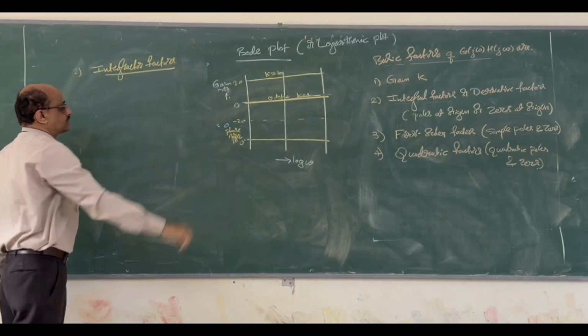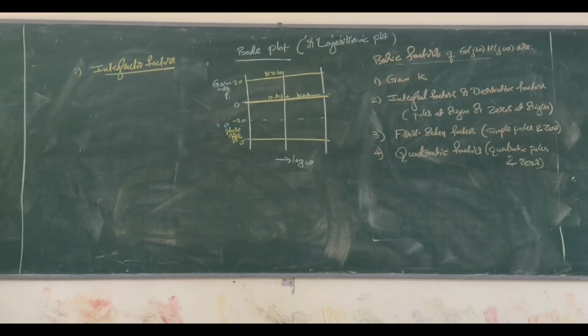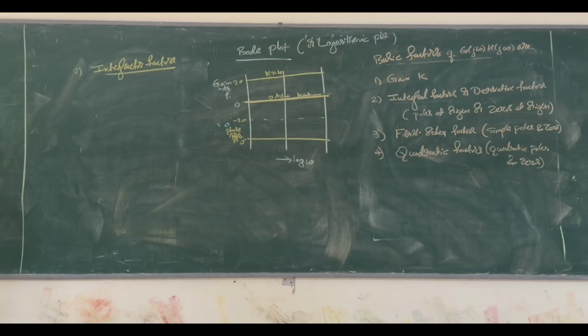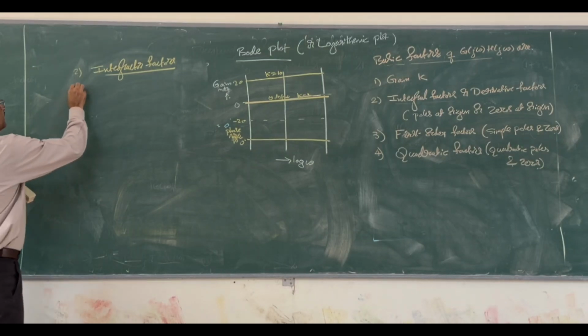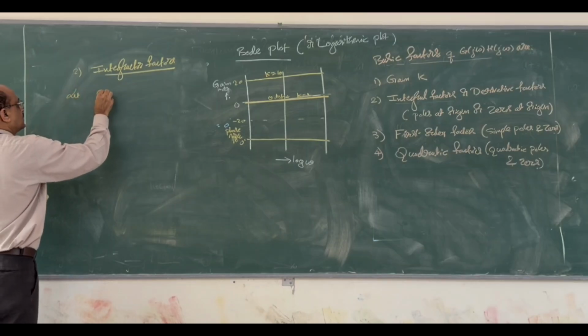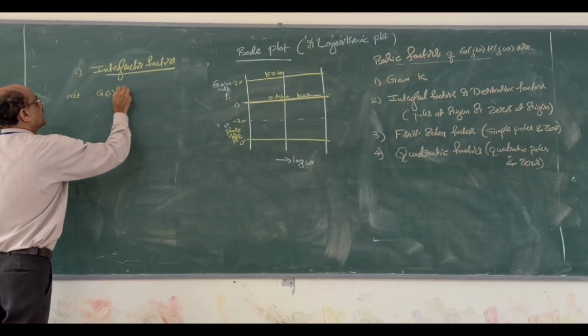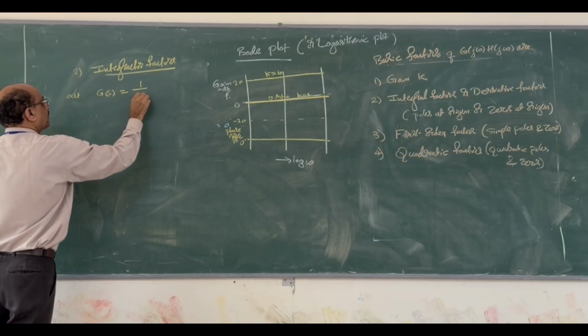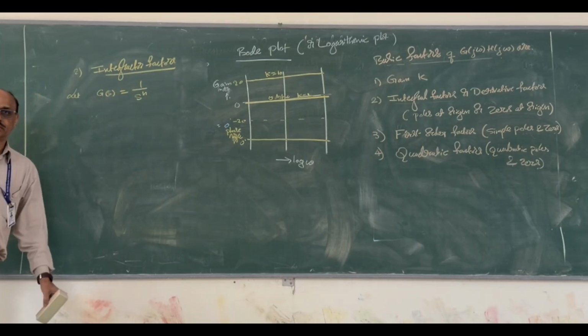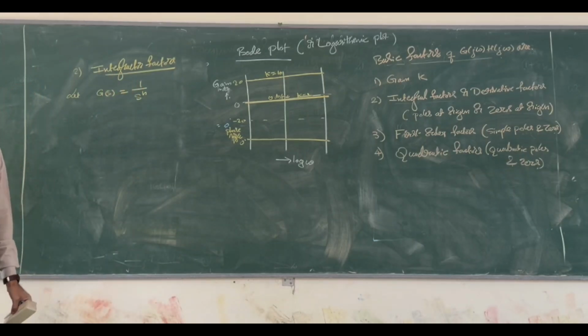Integral factors are poles at the origin. Suppose I have n number of poles at the origin. Let us consider G(s) equal to 1 over s to the power of n, with n poles at the origin.